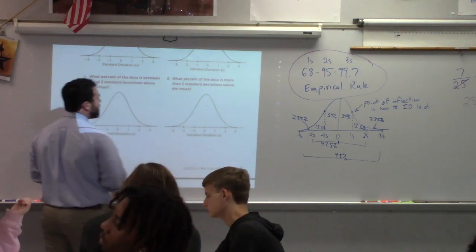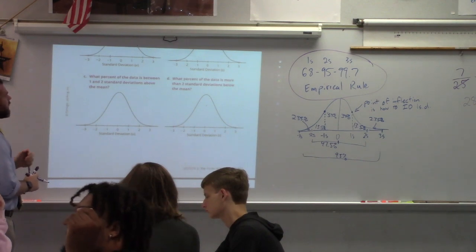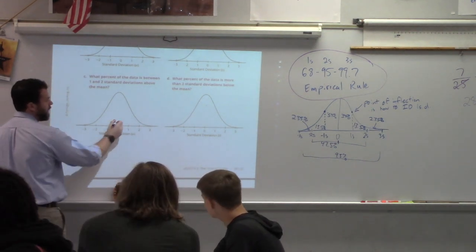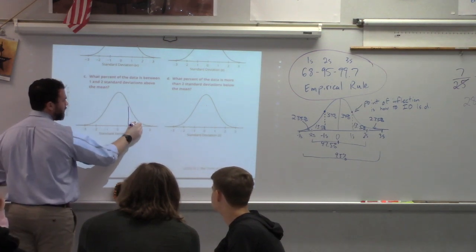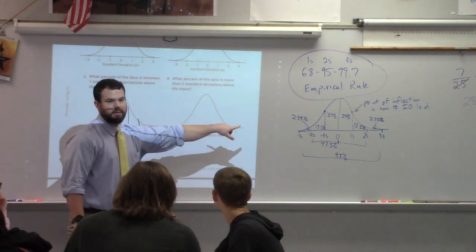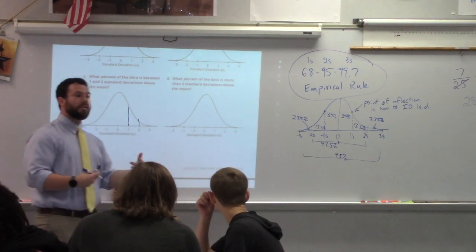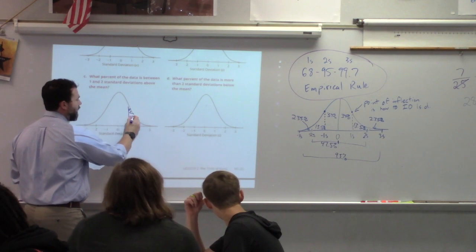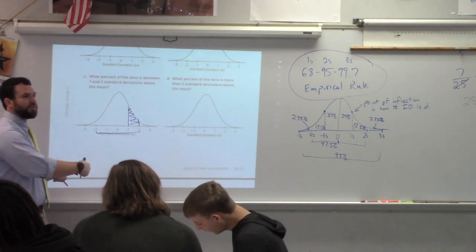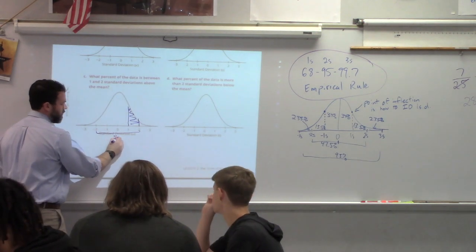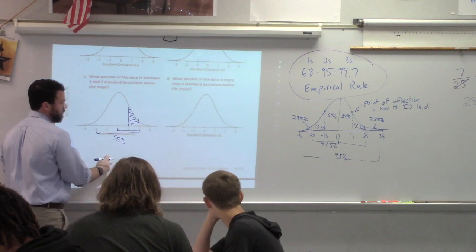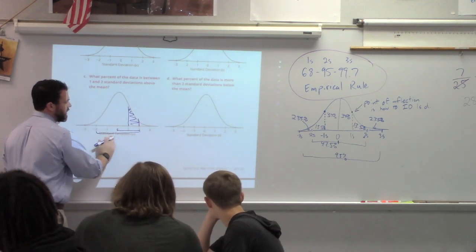Okay. So C, what percent of the data is between 1 and 2 standard deviations above the mean? 13.5. So here's the 1, here's the 2. Now here's the thing. Are you going to memorize that? No. So you would probably need to be able to break it down. How much is between -2 and 2? 95%. But I'm only going to look between 0 and 2, so that's 47.5.